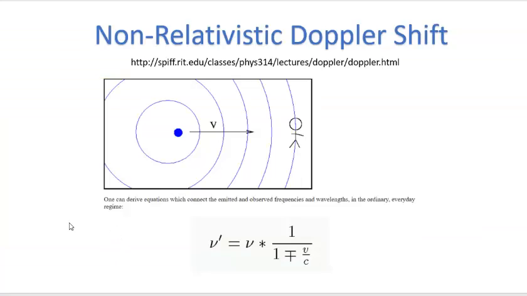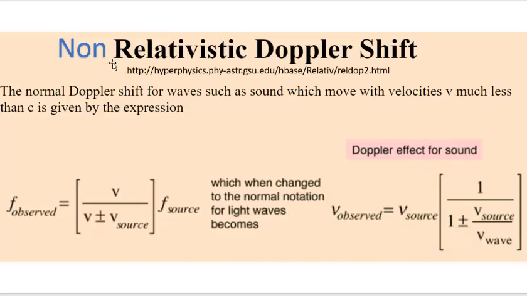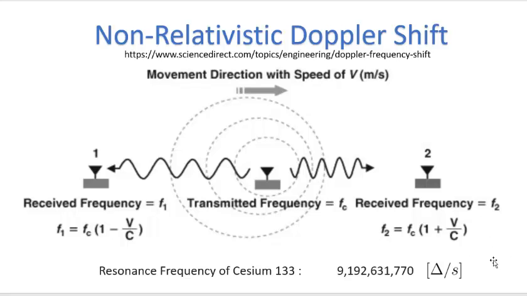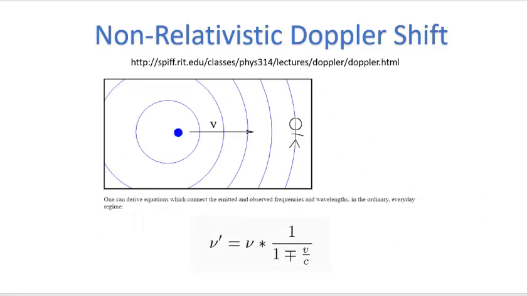Here is another example of non-relativistic Doppler shift by an educational source, which has classes, and this is part of their Physics 314 lectures on Doppler shift. They have the original frequency times 1 over 1 plus or minus v over c. This is more in line with this equation and is not what these guys are saying. So there are some discrepancies out there. Sometimes it's inverted or reciprocal from what it should be.